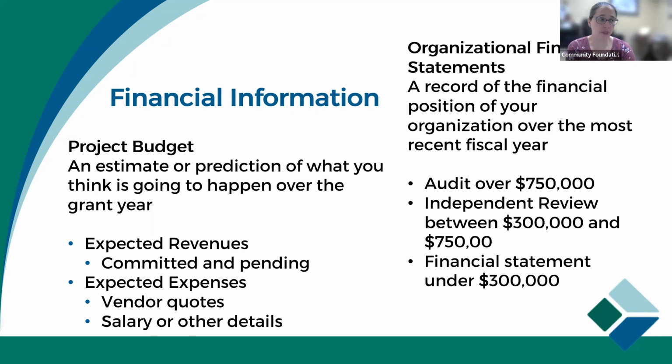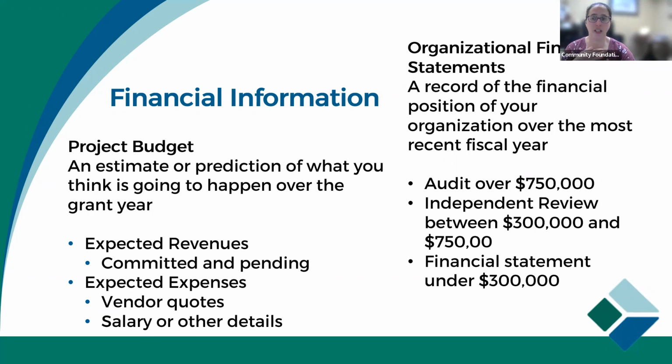And there are three different levels of looking back that we would expect within the application. If your organization has contributions of over $750,000, your organization would need to submit an audit in order to be qualified for a grant. And this is an independent review where they go into the details of your books to make sure everything aligns with general accounting practices.